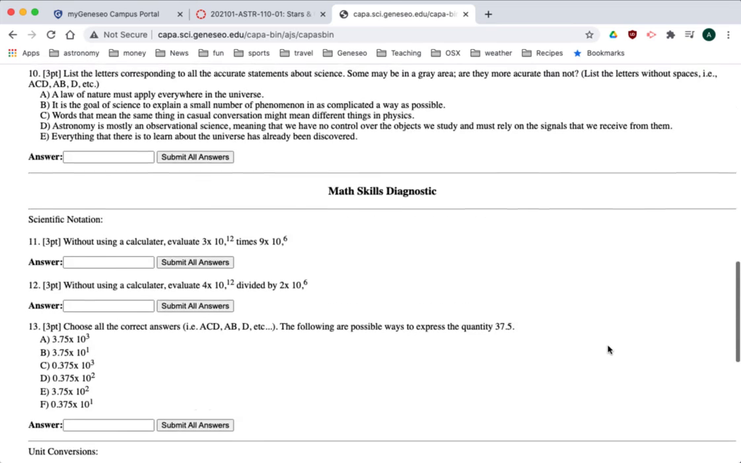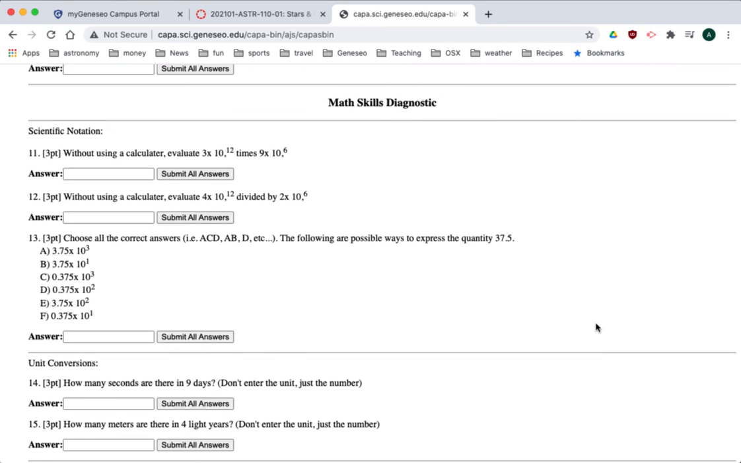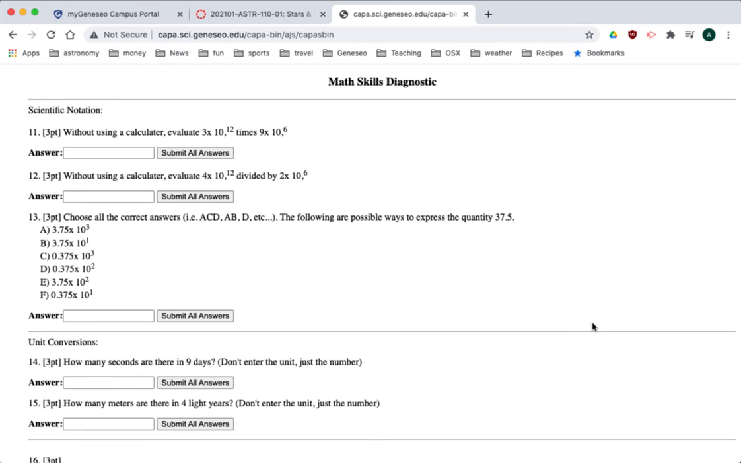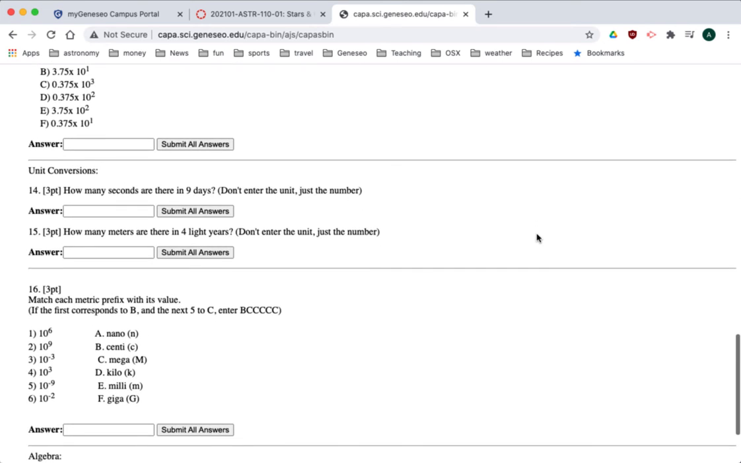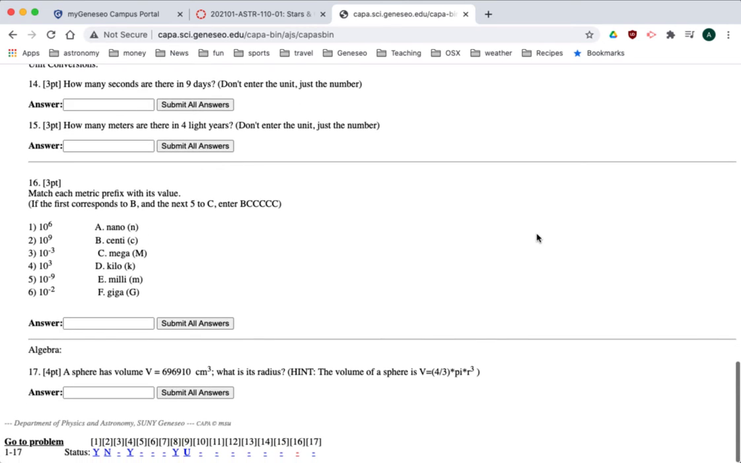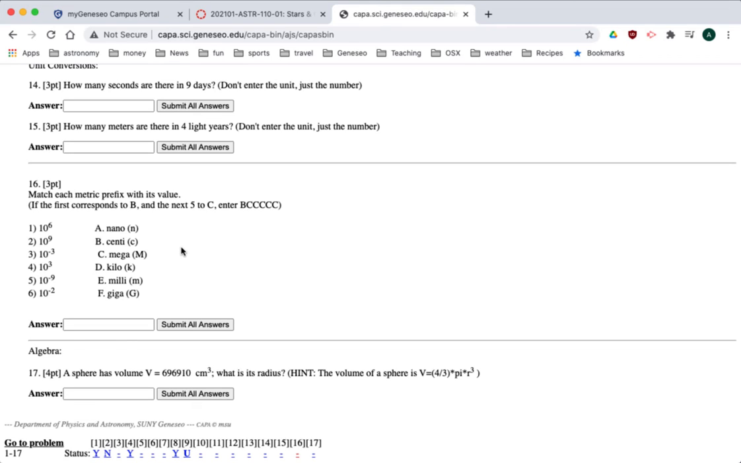So there are some math skills diagnostic questions that you can use to make sure you understand how scientific notation works. Make sure you know how to use your calculator. Make sure you can do some simple unit conversion problems. Make sure you understand the metric prefixes. We're not going to use all of the metric prefixes, but these are the ones I'm going to expect you to know.